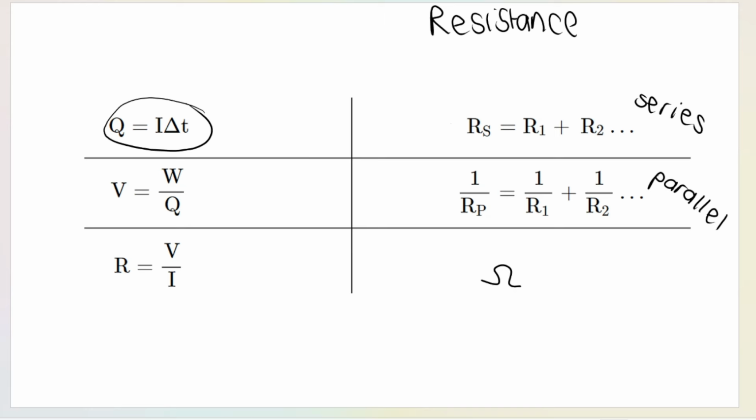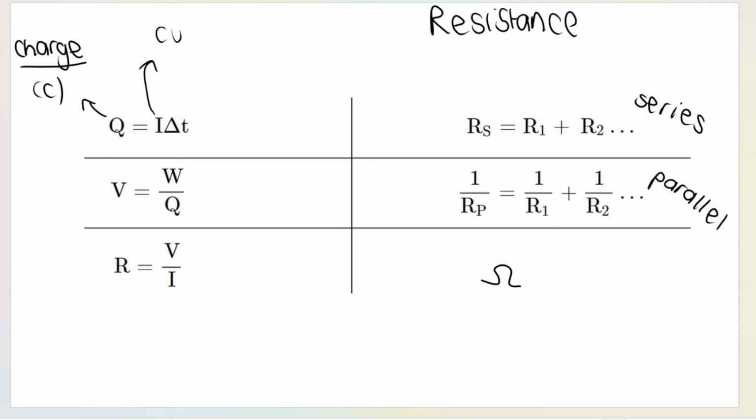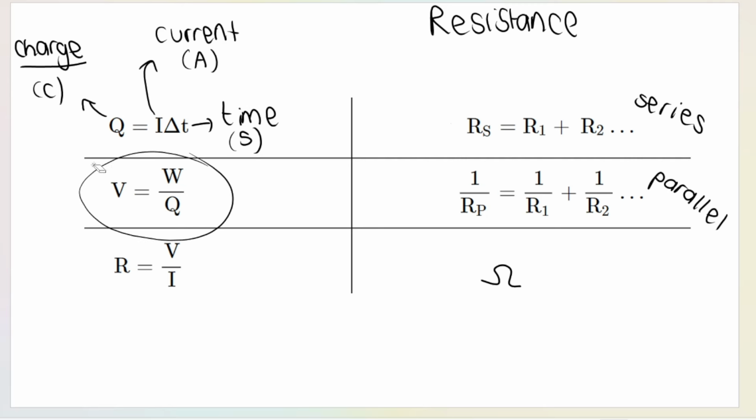This formula over here is used in order to calculate charge, the amount of charge transferred in a circuit. Charge is measured in coulombs. Or we can use this formula to help us calculate current. Remember, current is measured in amperes. And then this is time. Very important to note, in this formula, time must be in seconds. It's often given in minutes, so we need to convert.